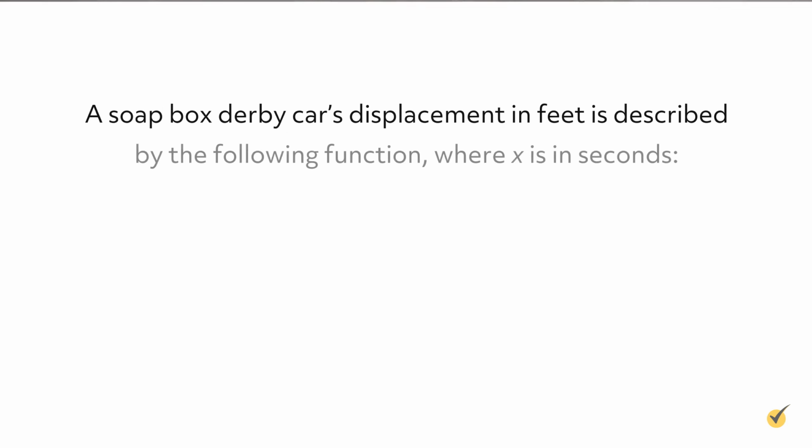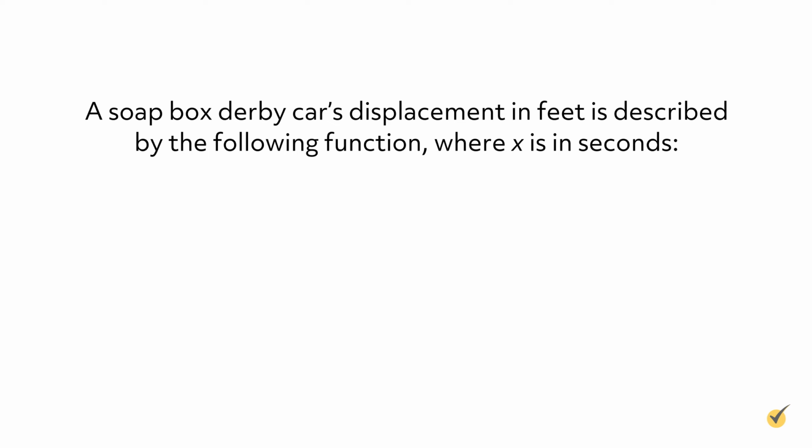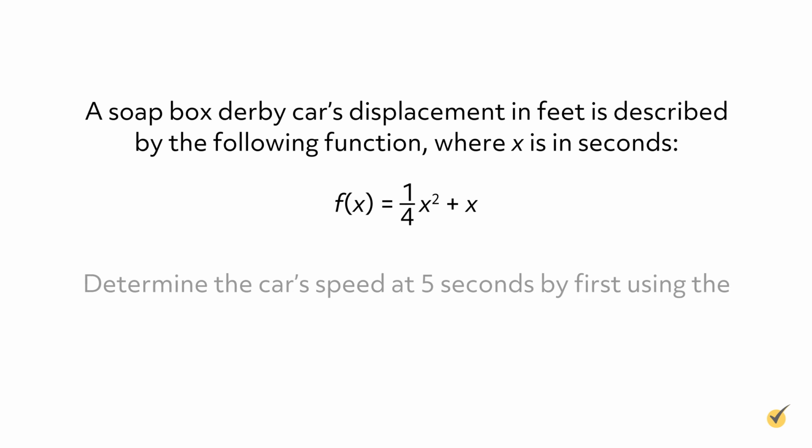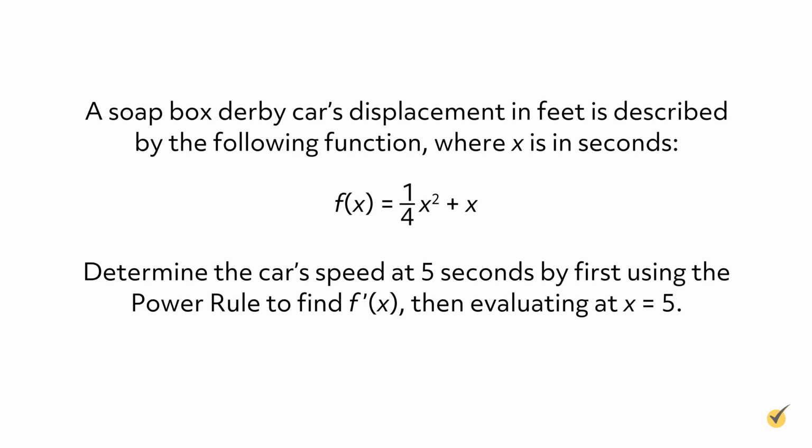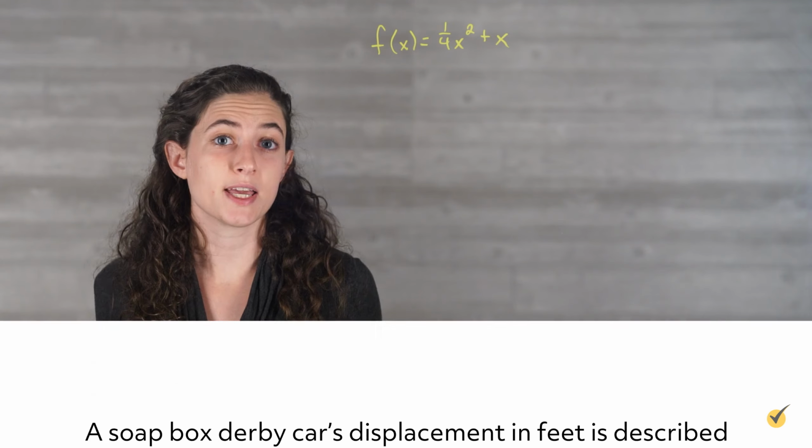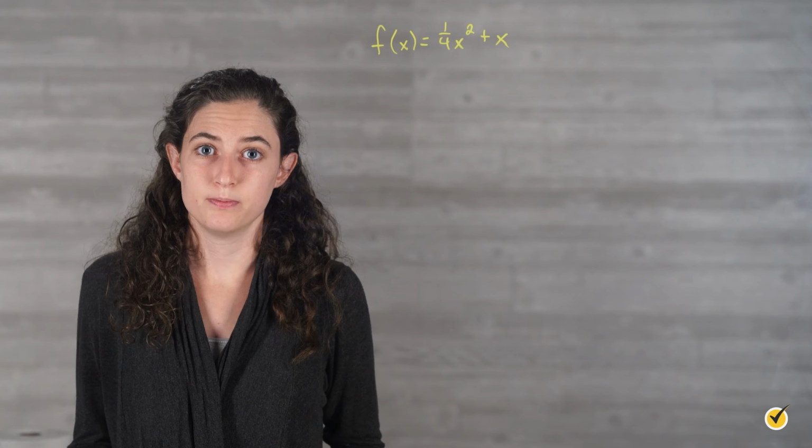A soapbox derby car's displacement in feet is described by the following function, where x is in seconds. F of x is equal to 1/4 x squared plus x. Determine the car's speed at 5 seconds by first using the power rule to find f prime of x and then evaluating at x equals 5. Our first step is finding f prime of x by using the power rule.